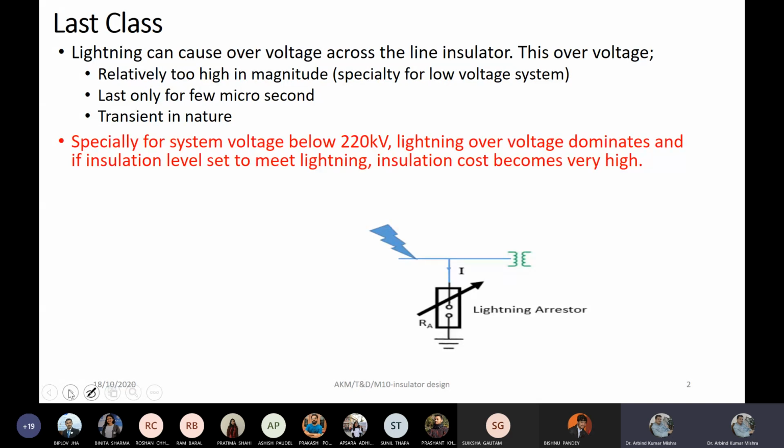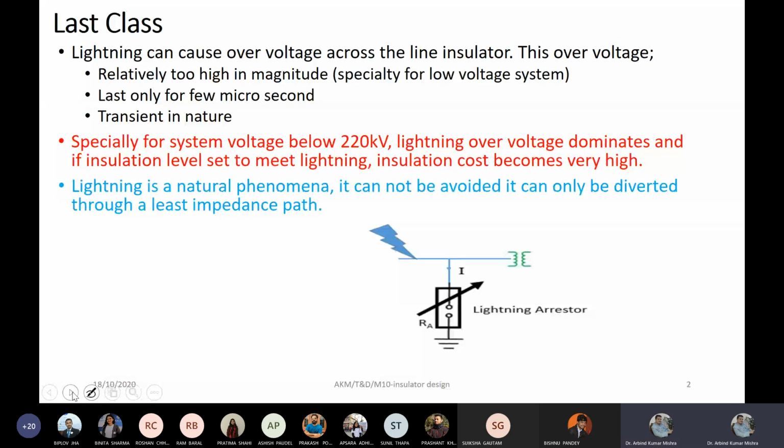And we also discussed that particularly for voltage systems below 220 kV, the lightning overvoltage seems dominating. In fact, till now we have discussed only two types of overvoltage: one is temporary overvoltage and another is lightning overvoltage. And comparing these two, we found that below 220 kV, if we design the insulator for lightning overvoltage, it is far greater than whatever insulation is required for temporary overvoltage. So that means it is not an optimum choice.